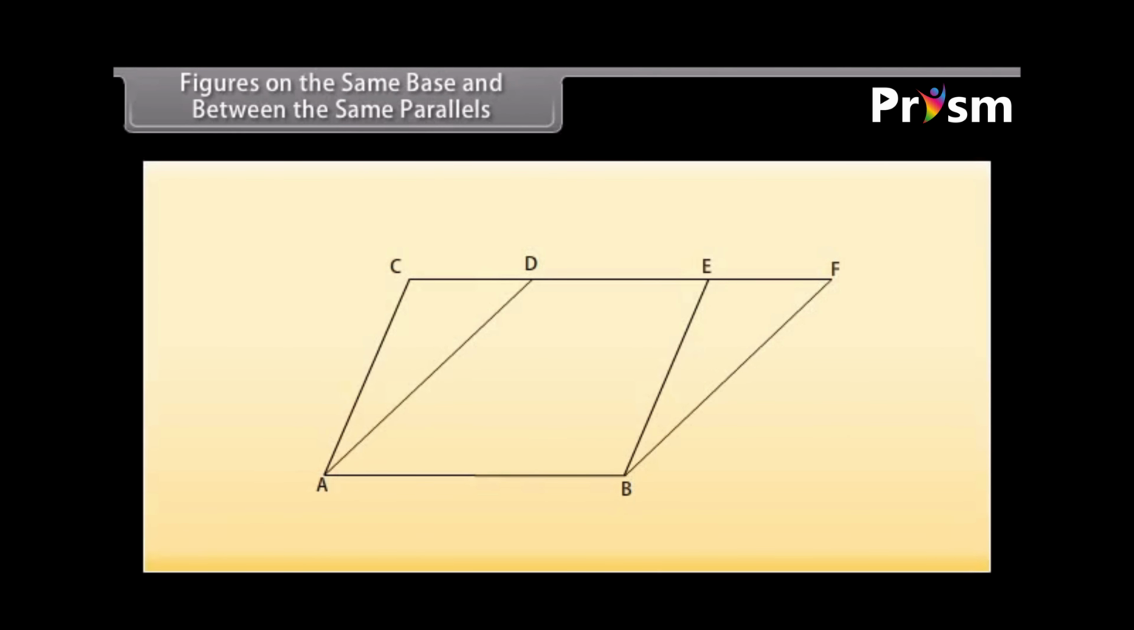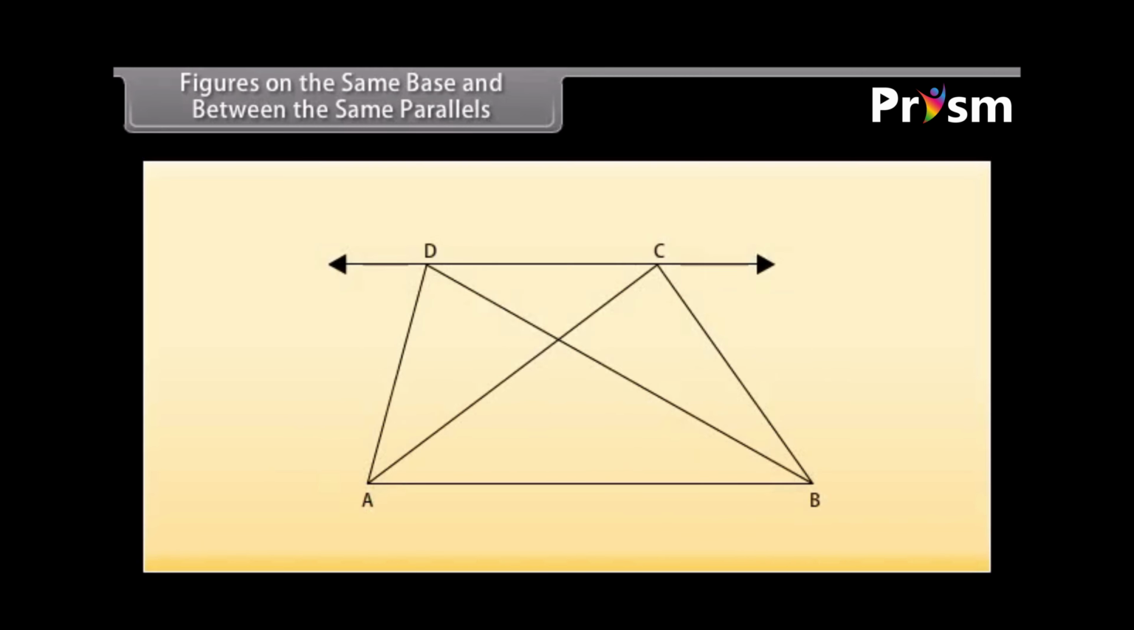Figures on the same base and between the same parallels. Now look at this figure. We can see that parallelogram ABEC and the parallelogram ABFD are on the same base AB. Also, the vertices C and E of the parallelogram ABEC opposite to AB and vertices D and F of the parallelogram ABFD opposite to AB lie on the same line CF, which is parallel to AB. So we can say that both the parallelograms lie on the same base AB and between the same parallels AB and CF. Similarly, in this figure, the triangles ADB and ACB both lie on the same base AB and between the same parallels AB and DC.